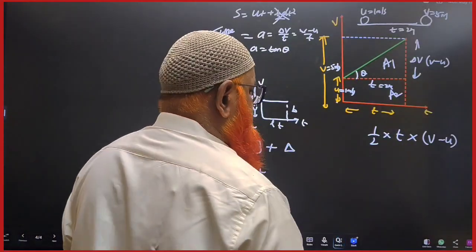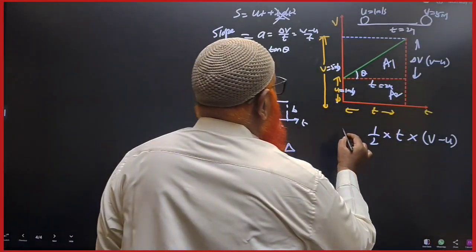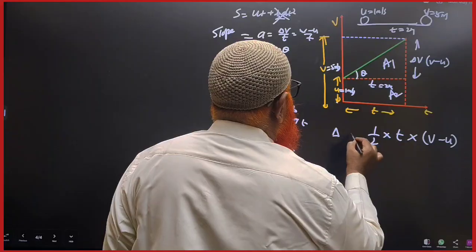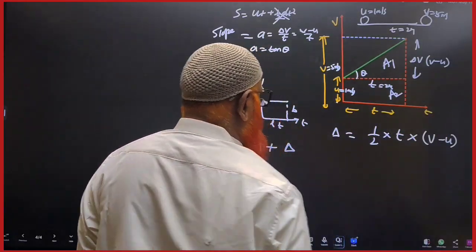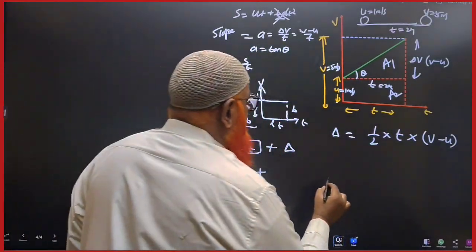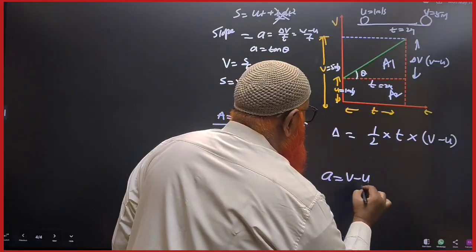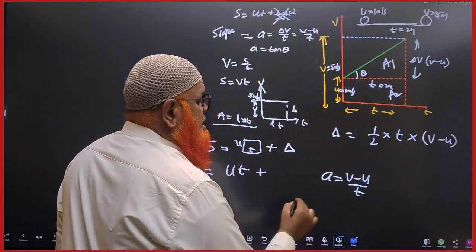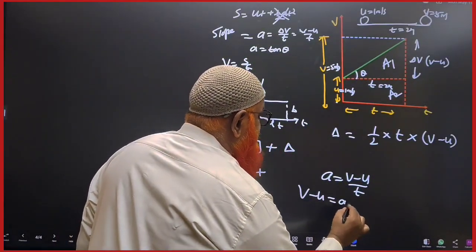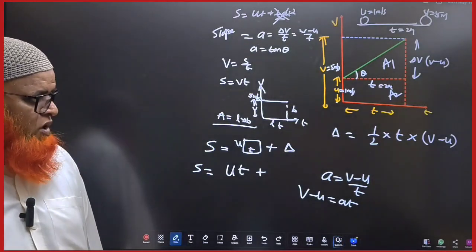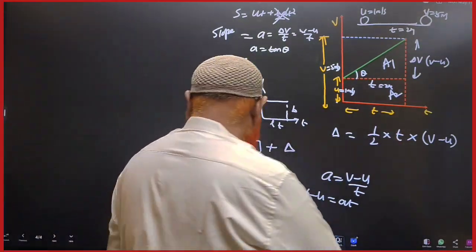Okay, so what are you going to do from this now? Now I got the area of a triangle, and that is the formula. But you already know a is equal to v minus u by t. So v minus u, can you write it as at? I am just replacing v minus u here.